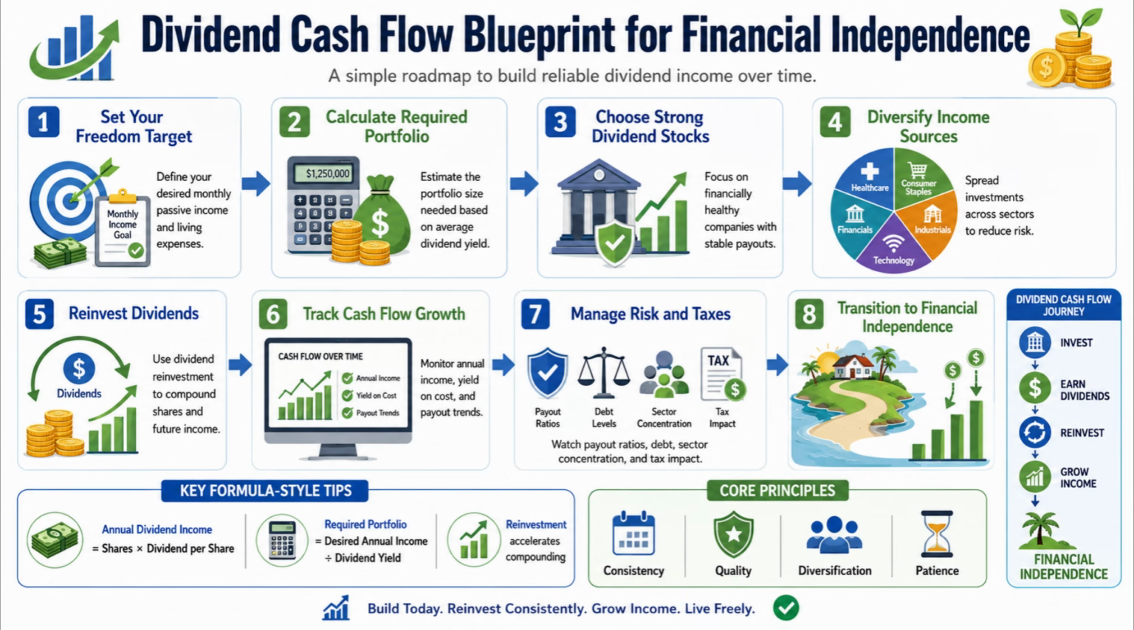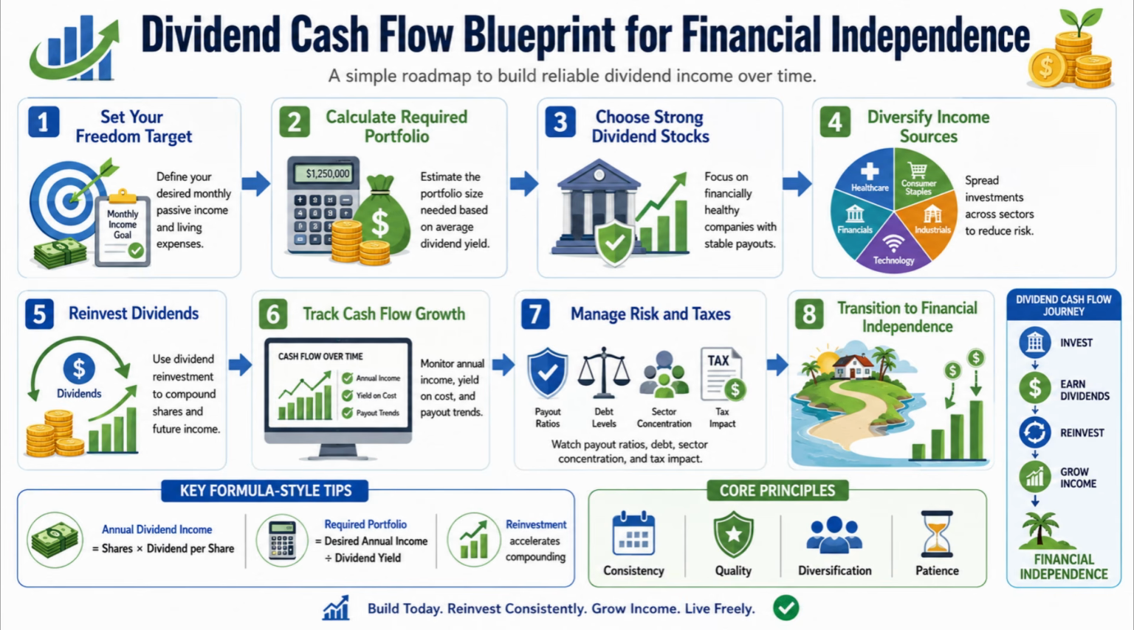In addition, track the growth of your cash flow regularly. Monitor annual dividend income, yield on cost, dividend growth, and payout trends. Yield on cost compares the current annual dividend income with the original amount invested. If a company increases its dividend over time, the investor's yield on the original investment may gradually rise. Keeping a dividend cash flow record can help identify whether the portfolio is moving toward the financial independence target.